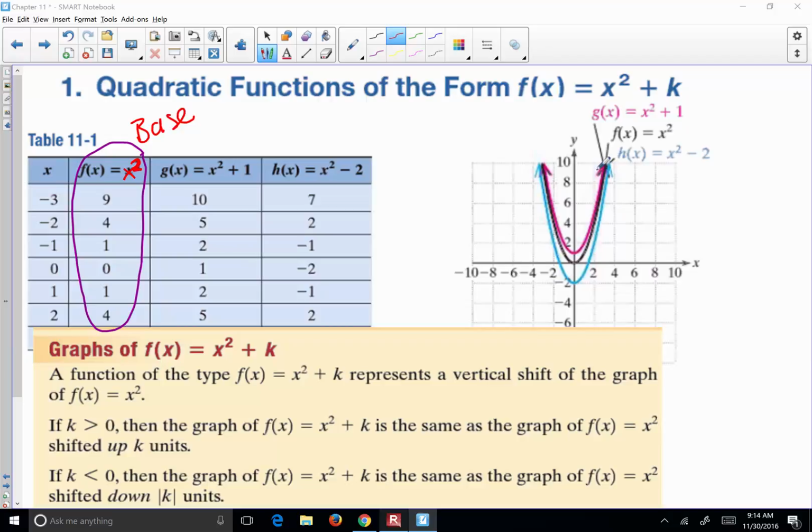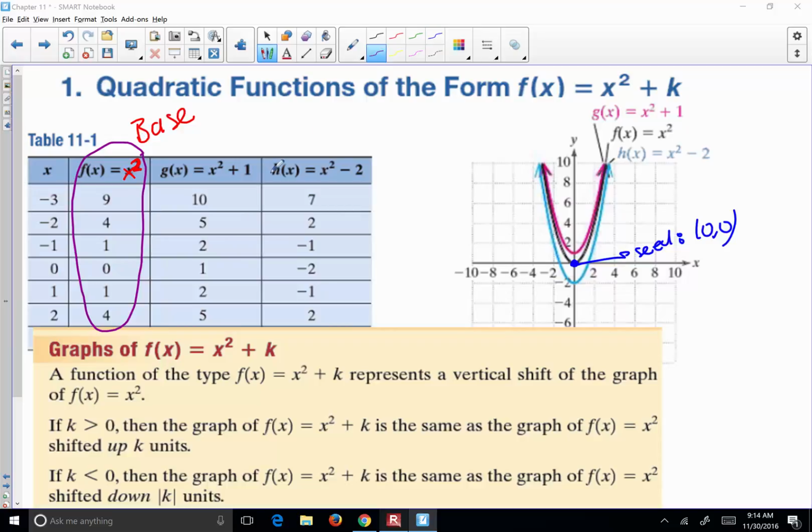Put it down somewhere. It's crossing the x-axis and y-axis at 0. So it's starting, the seed is at the center. Seed is at 0, 0. And everything else just evolved from it. All other quadratic functions can be graphed from this base function.